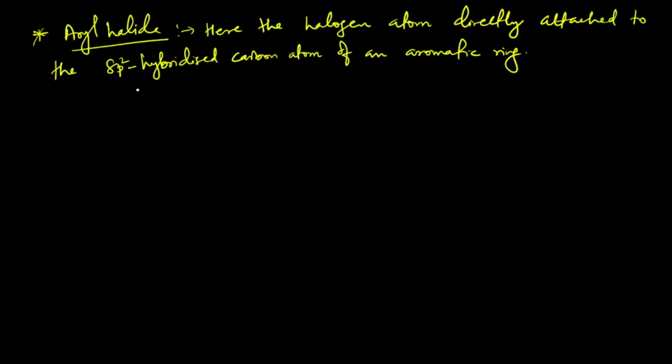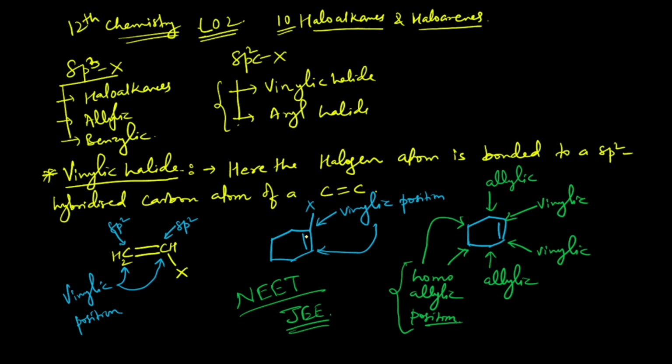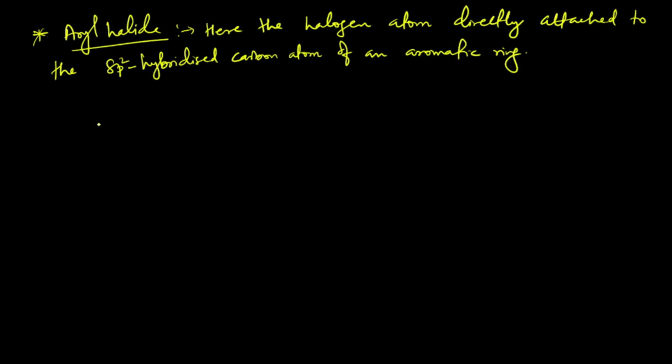So here also the halogen is attached to the sp2 hybridized carbon atom. In vinylic also it is attached to an sp2 hybridized carbon atom. But what is the difference? There the conjugation is not there. See, in this case there is no conjugation, it is localized. This pi electron is localized, so we call it vinylic position. But now what is the case over here?